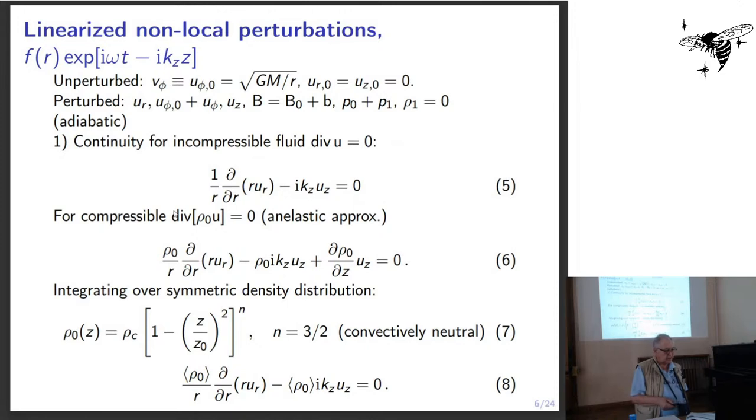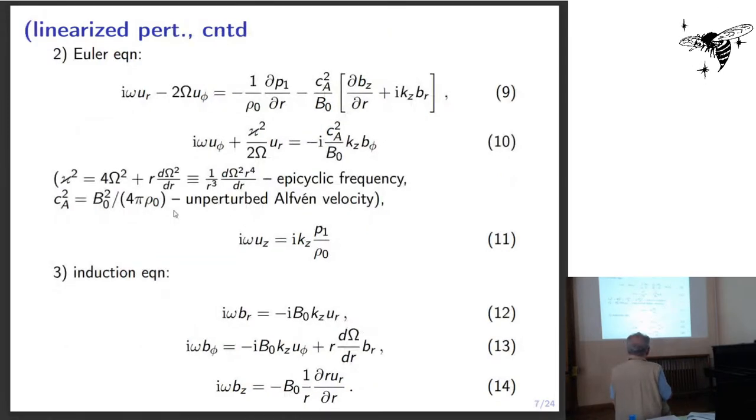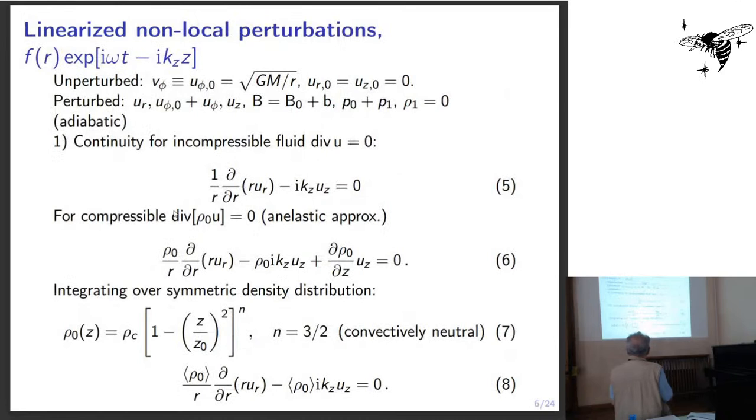We consider this equation in the anelastic approximation, where div of rho zero multiplied by the velocity U is equal to zero. And we have this equation integrating the axisymmetric density. We have the distribution of density along the z coordinate. And for n equal to 3 divided by 2, it is a convectively neutral mode.